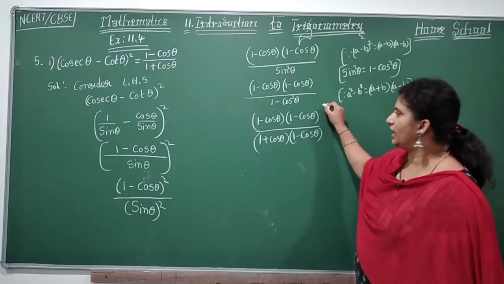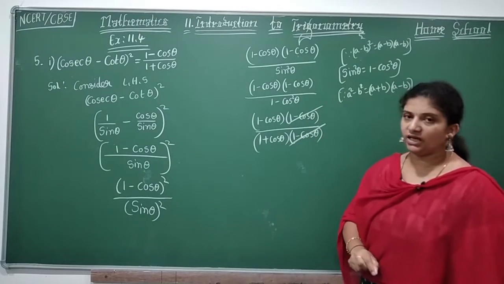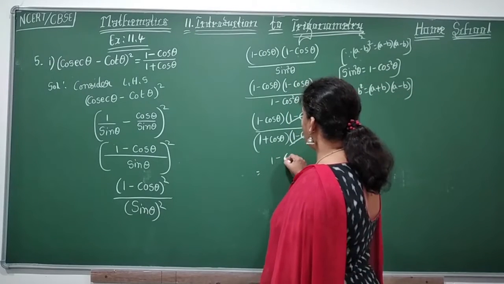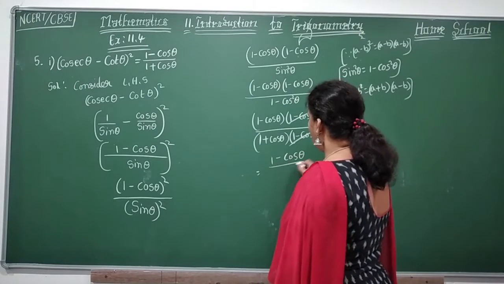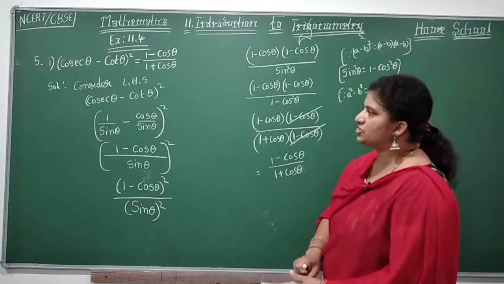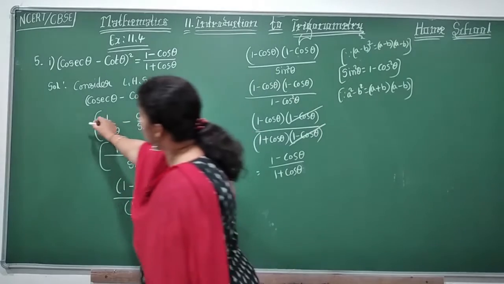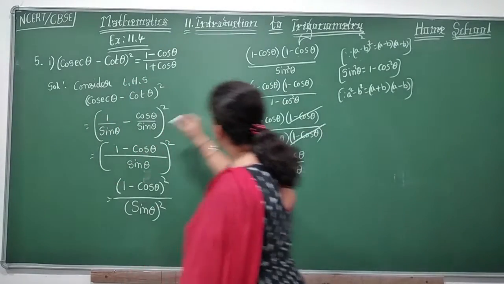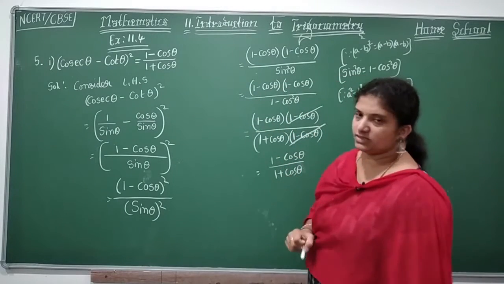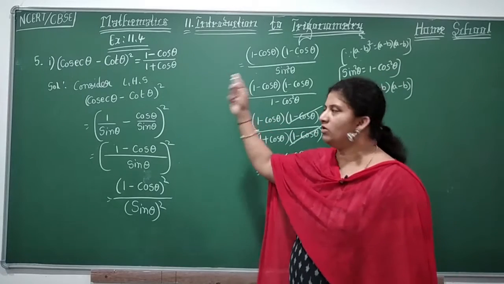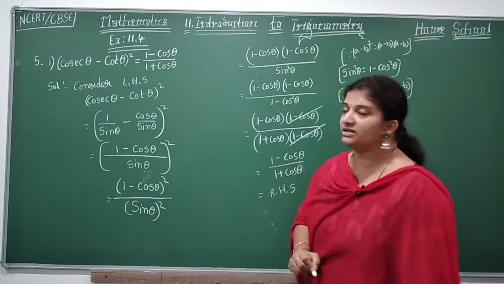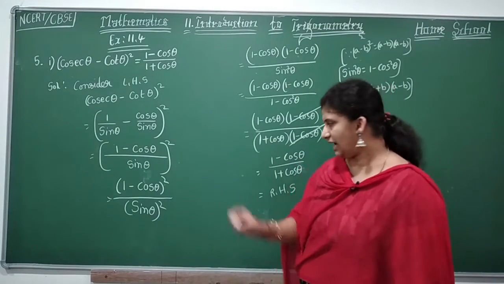Now look here children, what can I do here? 1 minus cos theta, 1 minus cos theta will be cancelled. What are you left with here? 1 minus cos theta by 1 plus cos theta. So look here children, when you are considering this, all you have to put here is equal to. Okay, so equal to. So now, what is this? Look over there, RHS is the same, no? So let me write this is equal to RHS. RHS is what? Right hand side.